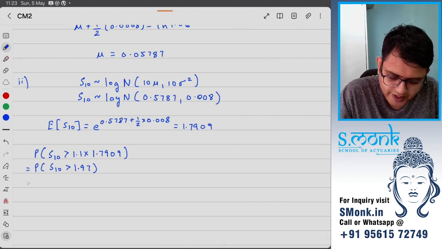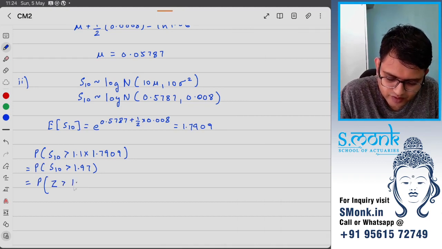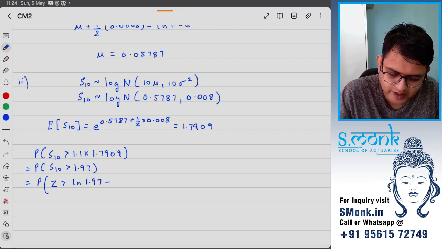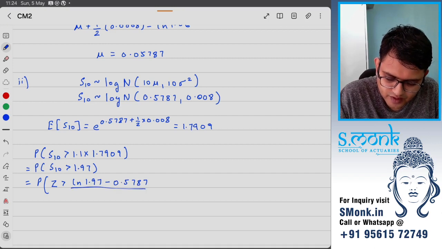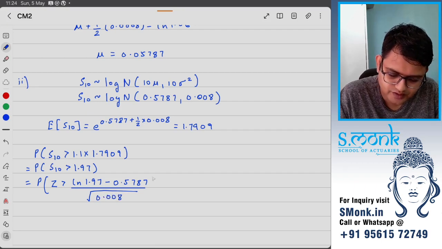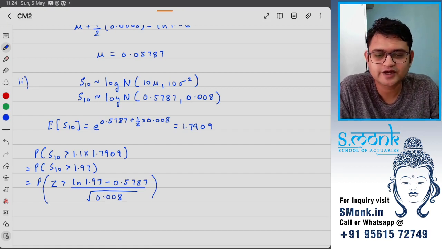So we'll convert it into a standard normal distribution. Z greater than log of 1.97 minus mu, which is 0.5787, upon the square root of 0.008. This is converting from lognormal to standard normal.